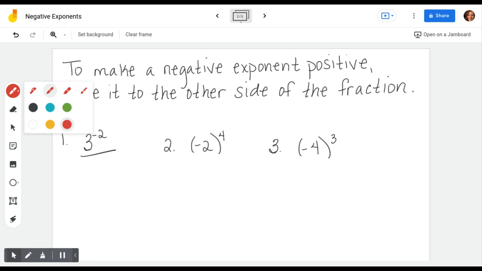Oh, I need to write in red so you can see what I'm doing. So this 3 has a negative exponent on top of the fraction. So I'm going to move it to the bottom and make it 3 to the positive 2. I need something on the top, so I'm just going to stick a 1. 3 to the second is 9. So this is the same thing as 1/9.